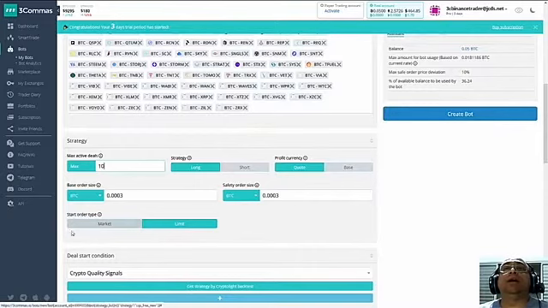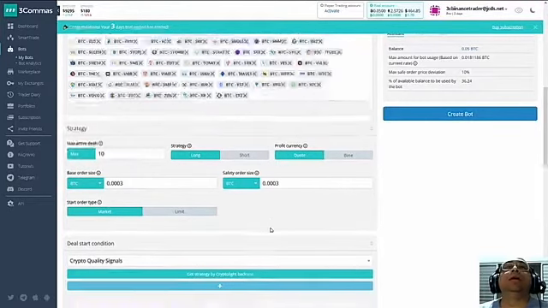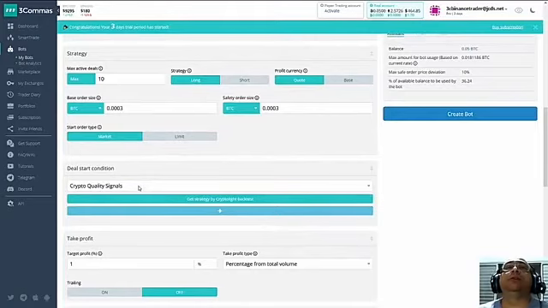Start order type, I will use market because I prefer to enter trades faster. If you use limit, 3commas will try to enter using limit orders, which may take a while, and you may end up entering trades later, even at higher prices. So I prefer market. It's not financial advice. Do your own research before deciding. Here I have my deal start condition set as crypto quality signals. That's all I want. You can combine more start conditions. They will be combined. That means they all must be true for the trade to be started. Okay.